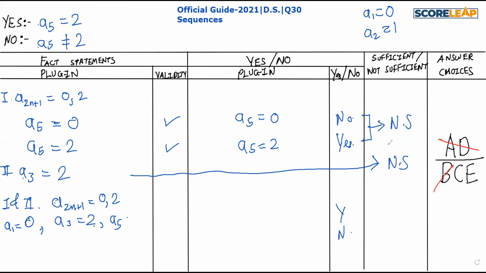In short, there is nothing mentioned that the first odd term has to be 0, and after that the alternate odd terms have to change. If the alternate odd terms change, then 2, 0, 2, 0, 2, 0 continues on, and we can get a definite no for this, but we are not getting a definite no. We can get a yes also, meaning A5 can be 2 also, or it can be 0 also. So by combining both statements, they are still not sufficient. Whenever that is the case, our correct answer is option E. I hope it is clear.